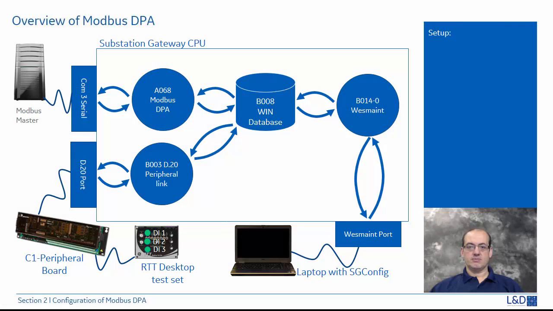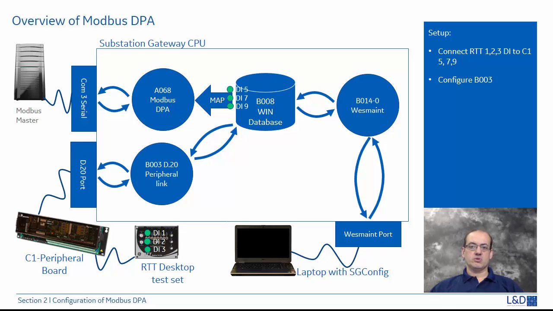RTT desktop test set that is connected to terminal blocks 5, 7, and 9 for this training. And then those points will be mapped via B003 back to the Win database automatically once we configure the B003 application. So that's the second step, is to configure the B003 application after enabling the applications.